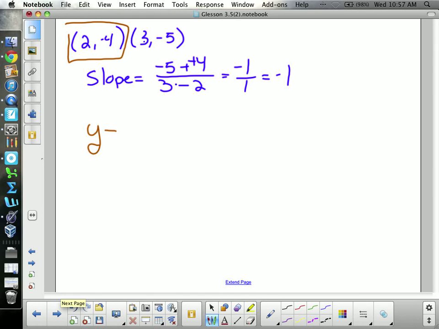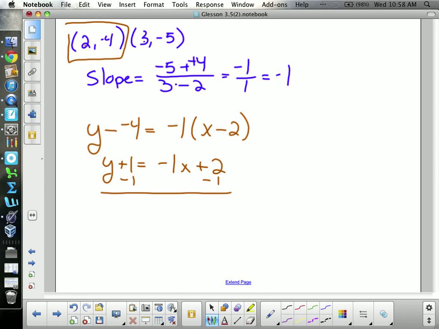So y minus y1, which would be negative 4, equals m, x minus x1, which is 2. So y plus 4 equals negative 1x plus 2. And now we just subtract 1 from each side. Plus 1. And there's my equation. Yes? Which one's M again? M is the slope. Slope is right here.